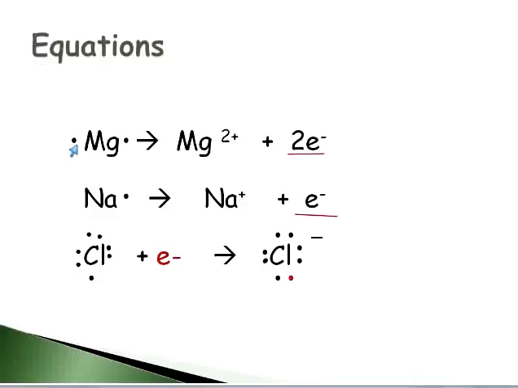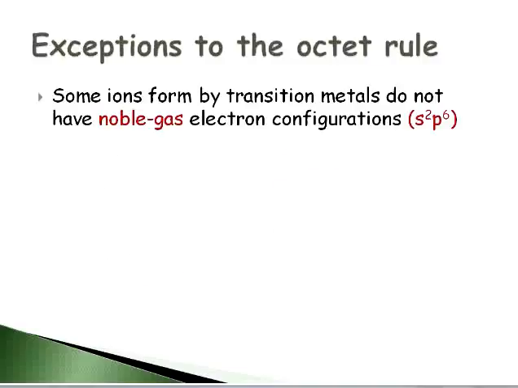So here's a way to write some of these equations of losing. We would use the electron dot structure. And then here we would see about losing electrons, or here we're gaining electrons. See the plus, that electron is on the left of the arrow, and here it's on the right side of that arrow. So now we have some exceptions to the octet rule. Some ions formed by transition metals do not have noble gas electron configurations. So we're going to be talking about some of these transition metals.